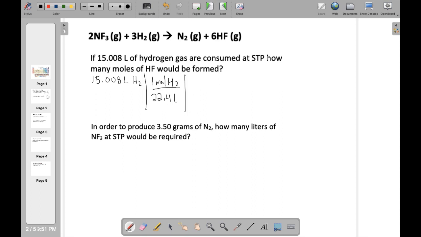Okay, now I want to convert my moles of hydrogen to moles of hydrogen fluoride. I do that by building a ratio. I look at my two givens, hydrogen gas, and I want to know how much hydrogen fluoride.